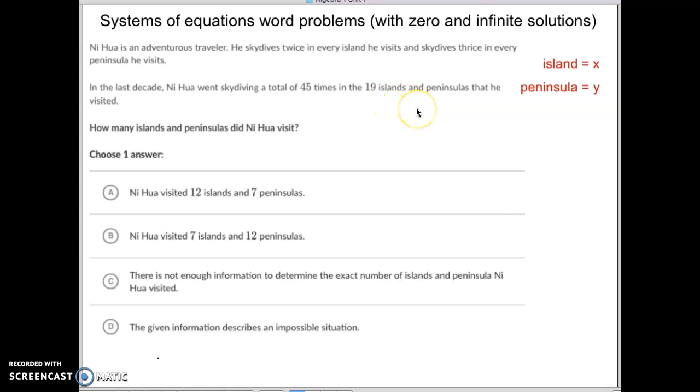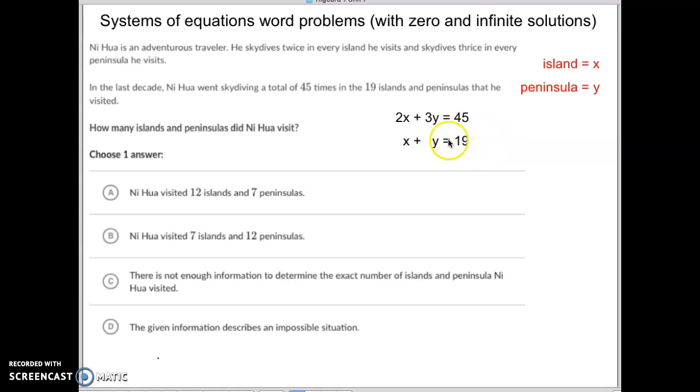So, if we put that information together, he skydives twice at every island and 3 times at every peninsula, and that totaled the total of 45 skydiving attempts that he made. And he visited 19 islands and peninsulas. So the islands plus the peninsulas has to equal 19. So there's our 2 equations for that.